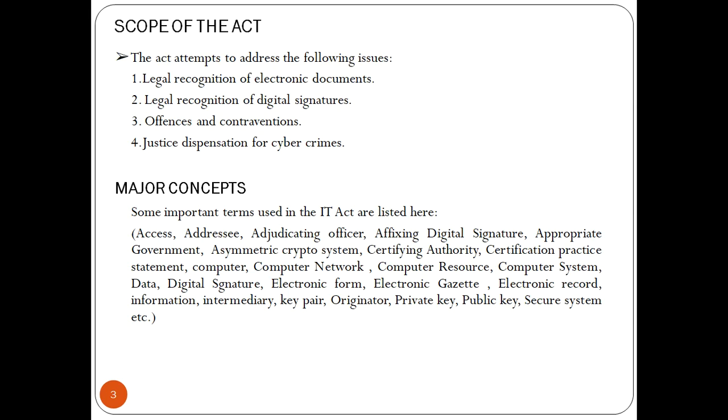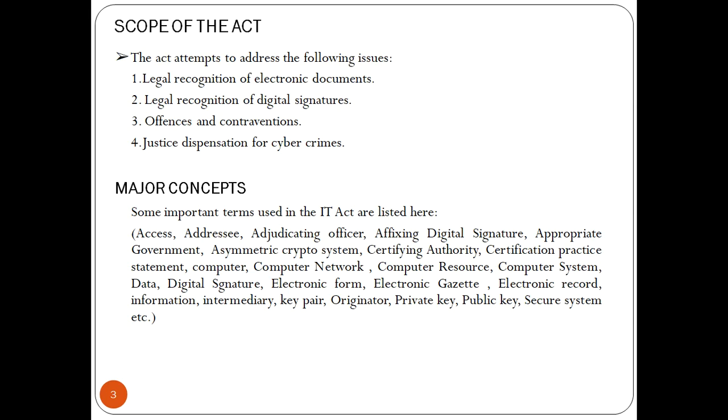And computer system refers to the device or a collection of devices, including input and output support devices, and excluding calculators which are not programmable, and capable of being used in conjunction with external files, which contain computer programs, electronic instructions, input data and output data that perform logic, arithmetic, data storage and retrieval, communication control, and other functions.